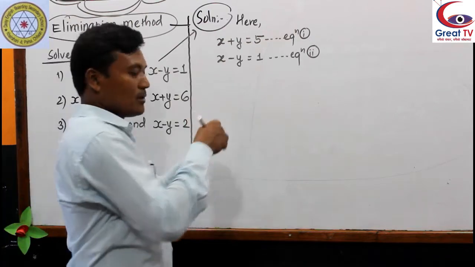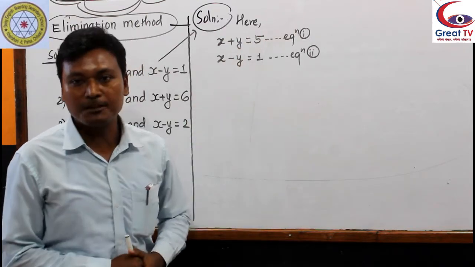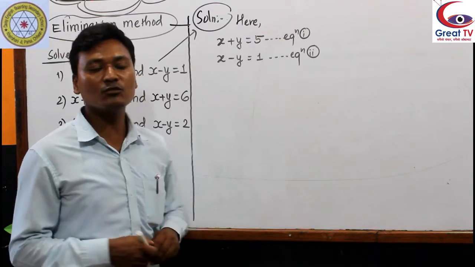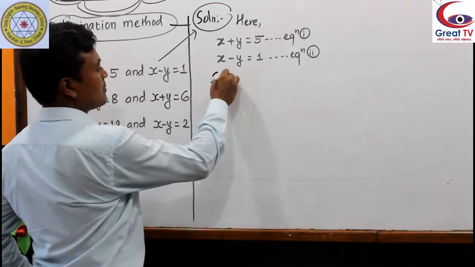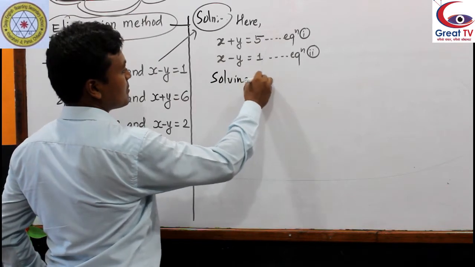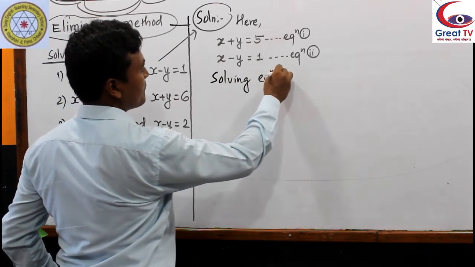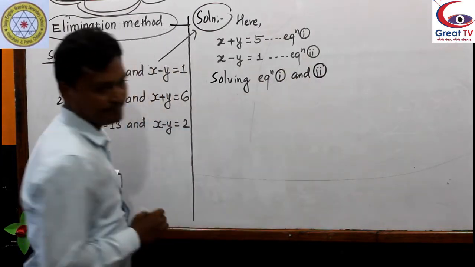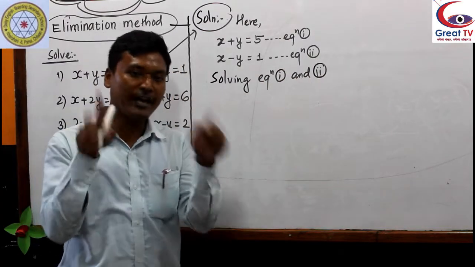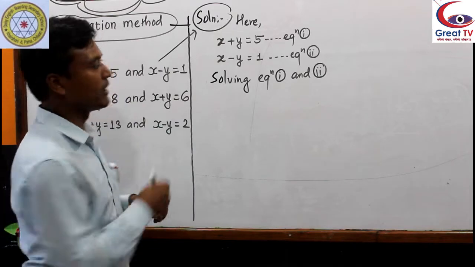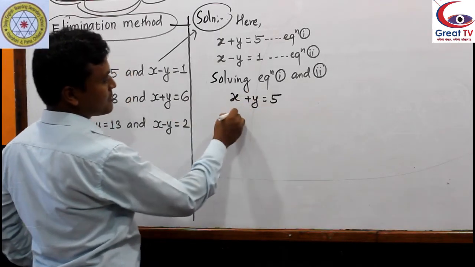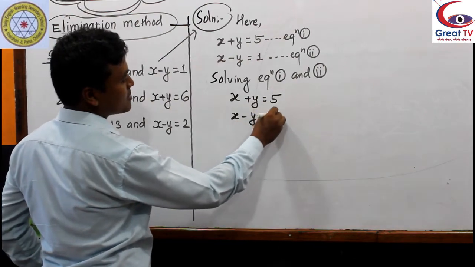While eliminating, the coefficients should be same, and once that happens we can do it, right? Solving equation first and second. Solving means either we add or subtract. You add. First equation x plus y is equals to 5. Second equation x minus y equals to 1.